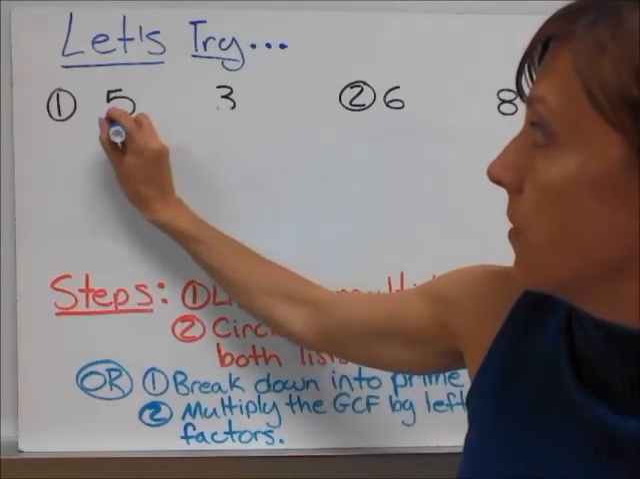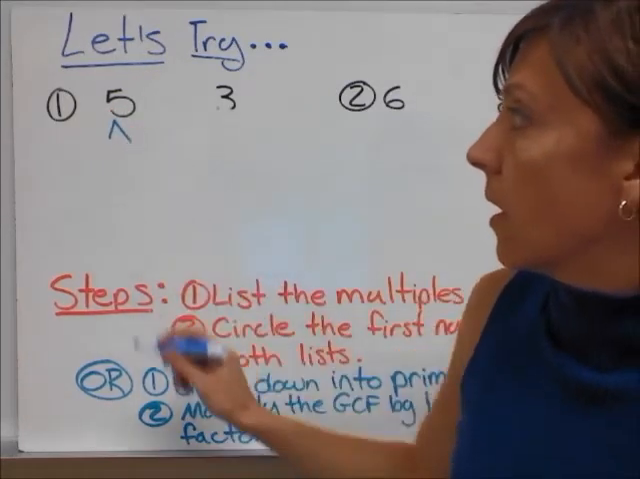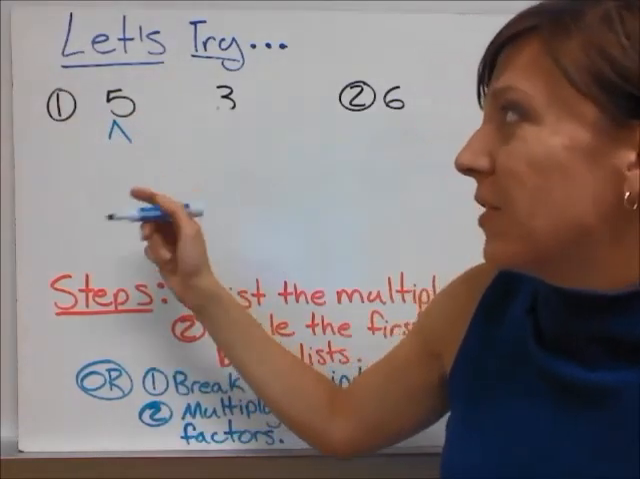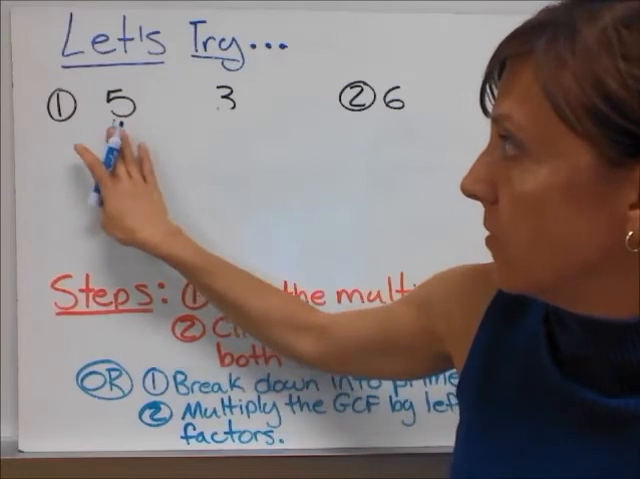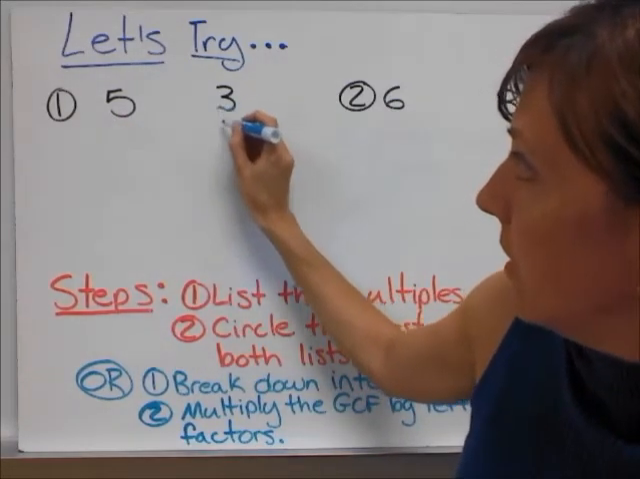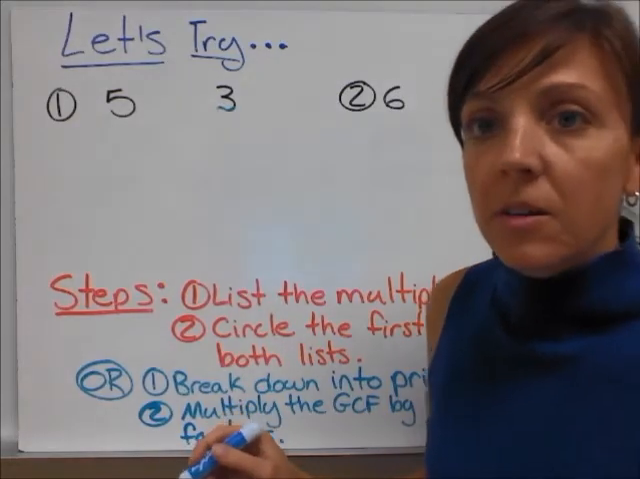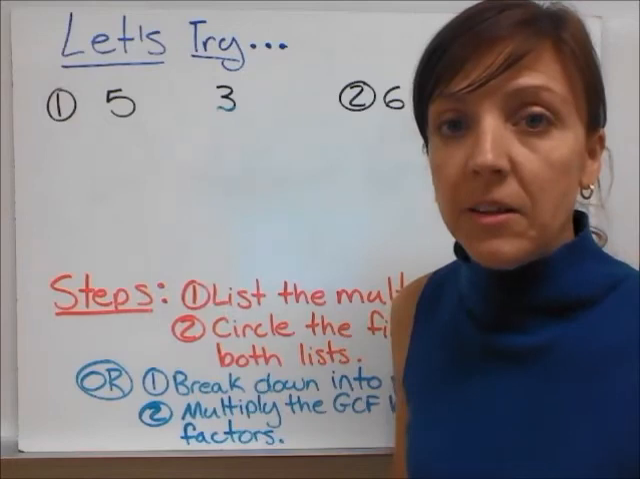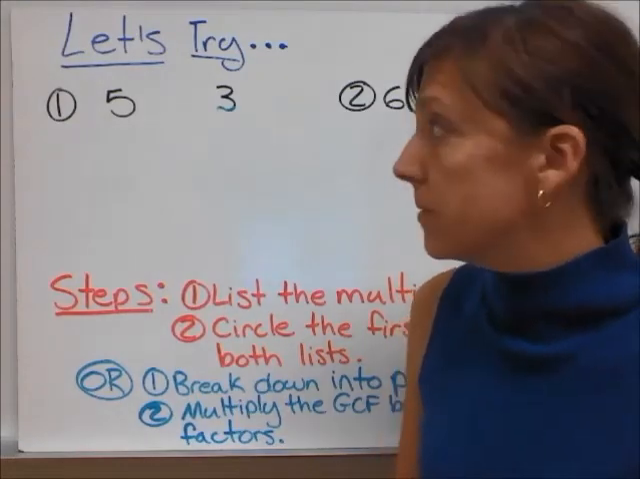So we are going to break 5 down, but 5 is already prime, so we can stop right there. 3 is also already prime, so all I simply need to do is multiply 5 times 3, and I've got my least common multiple, which would be 15.